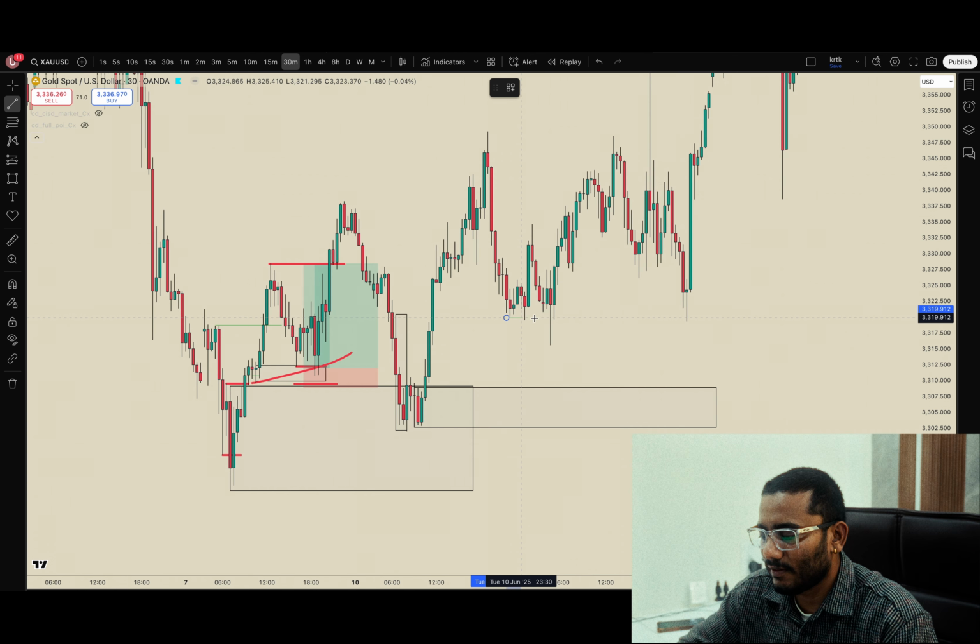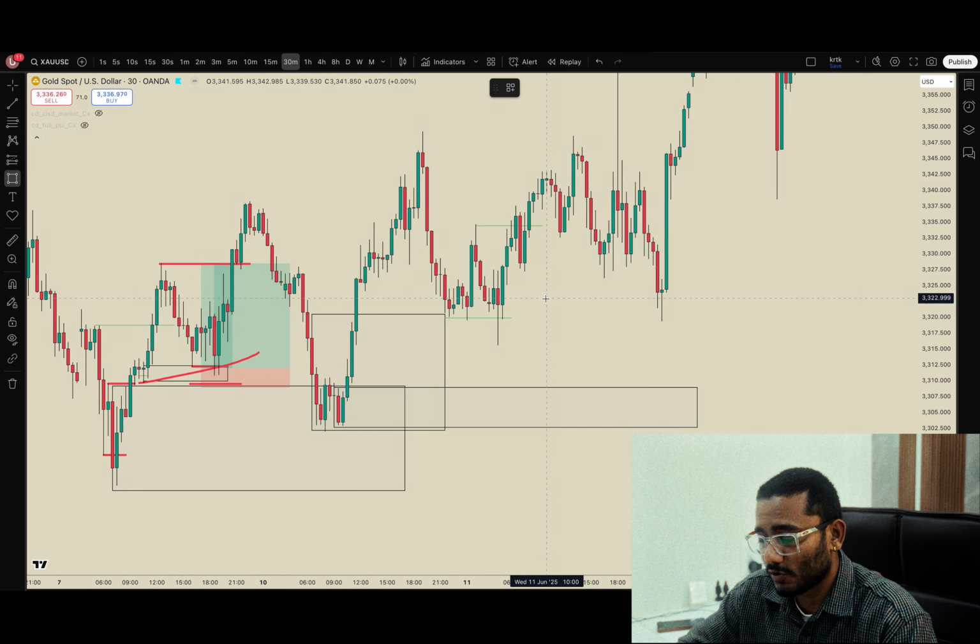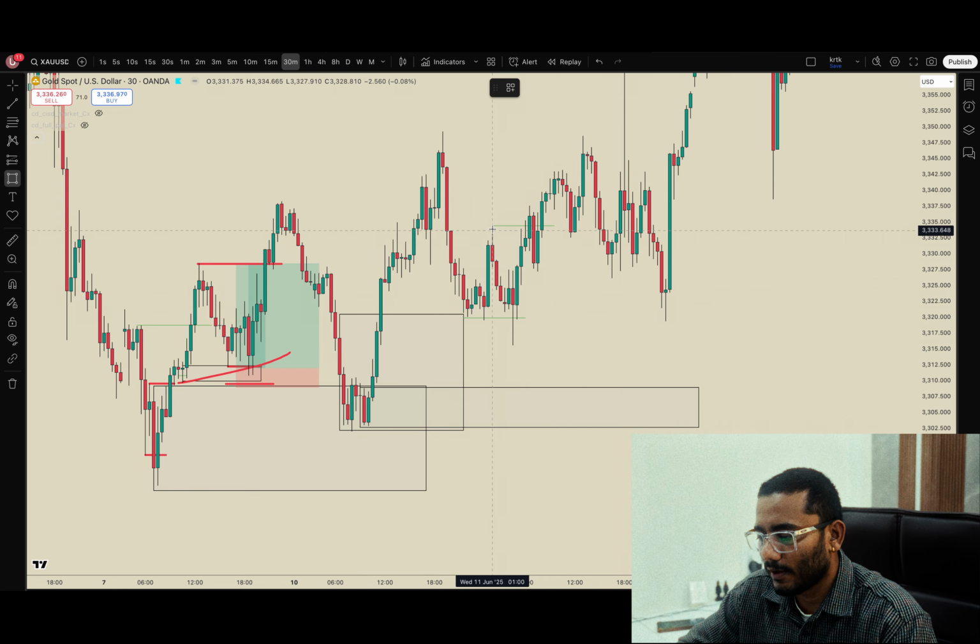So price created these equal lows. Okay, equal lows, like price created this liquidity. It came into our POI, swept this liquidity and broke structure. Now we don't need to enter at this area. We'll wait for confirmation. So what is the confirmation? This liquidity sweep and this breakout structure, and this will be your entry.